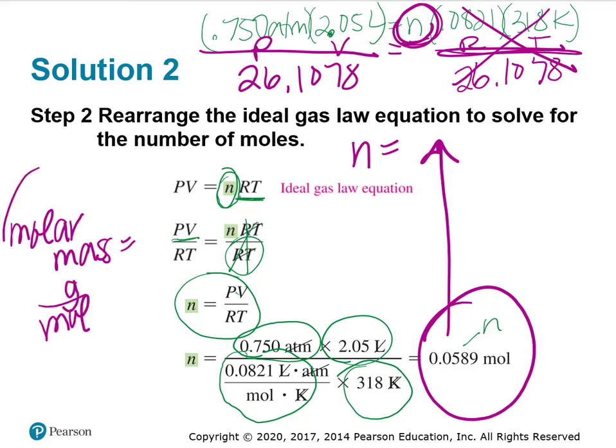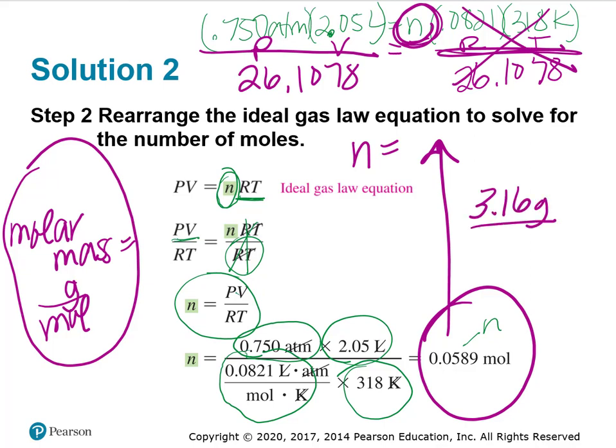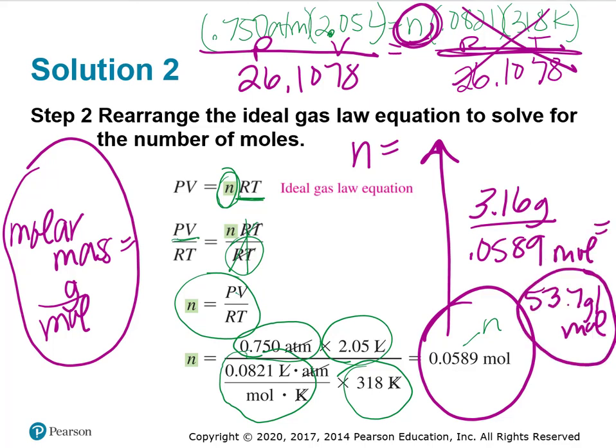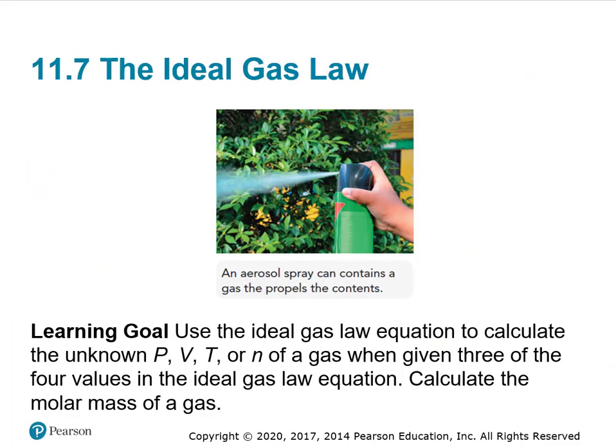And the last step to find molar mass, we need to take the mass in grams and divide it by moles. And we were told that our mass was 3.16 grams and our moles 0.0589 moles, and I got 53.7 grams per mole. That's its molar mass. Take a minute to make sure that you feel comfortable with this learning goal using the ideal gas law equation.